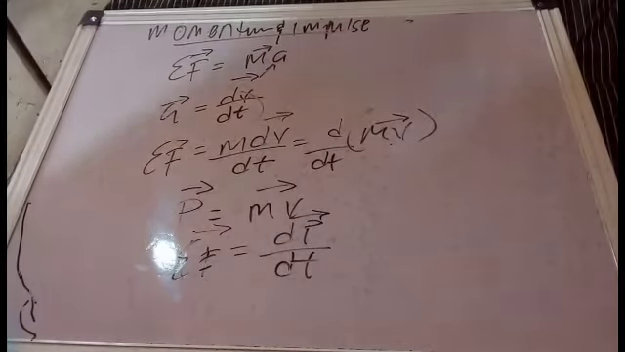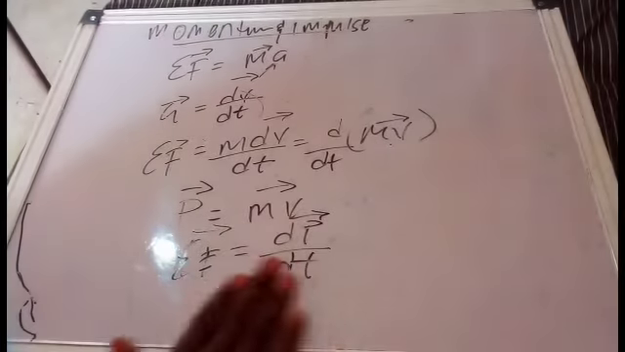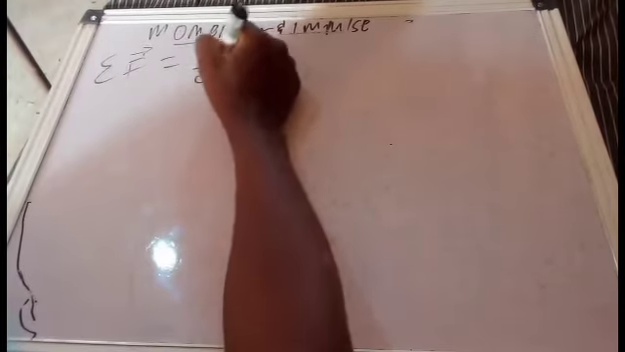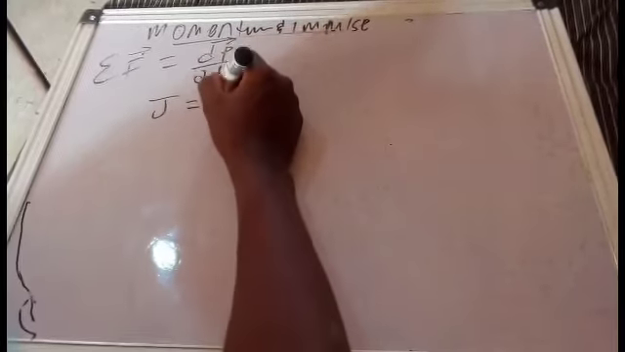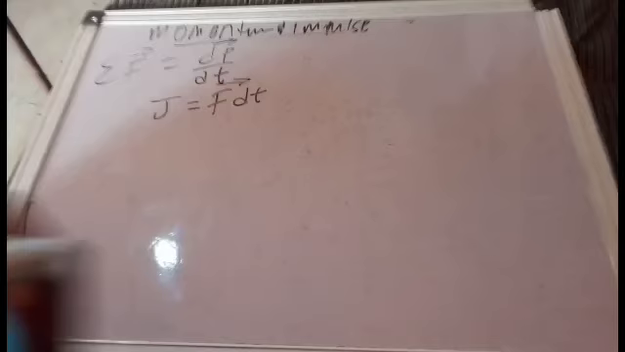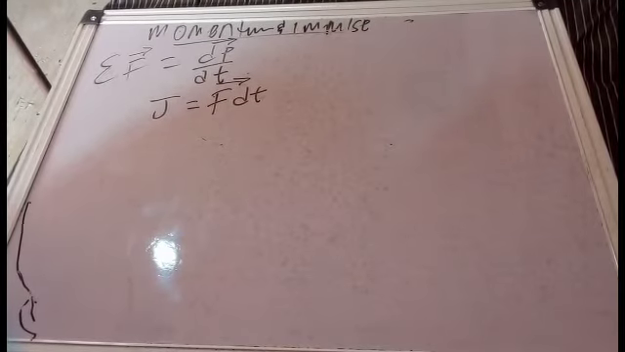We also have an equation we're going to be using, and we call this equation impulse. Let me write this up. Now this impulse can be represented as J and is equal to force times change in time. Force times what? Change in time.